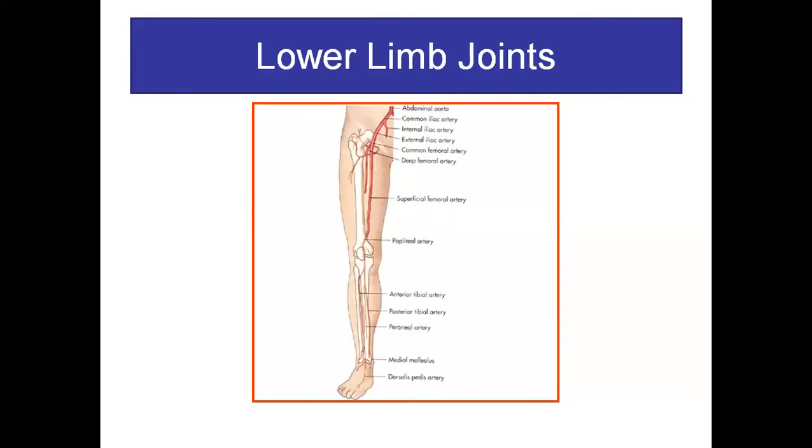Joints of the lower limb. The joints of the lower limb are the hip joint, knee joint, tibiofibular joint, and the ankle joint, and subtalar joint.